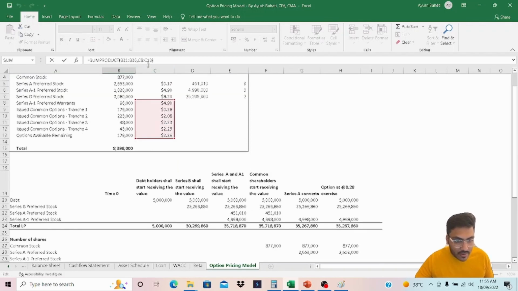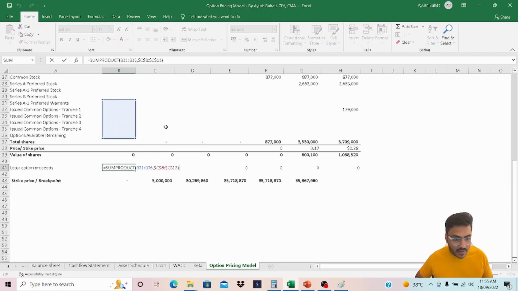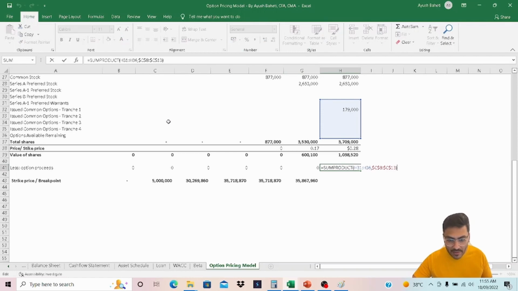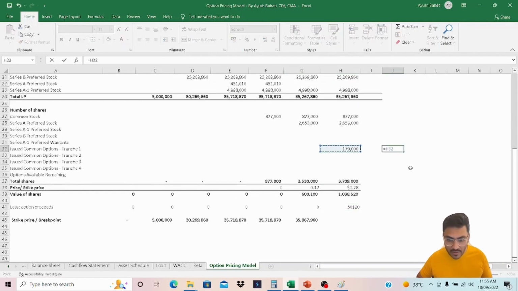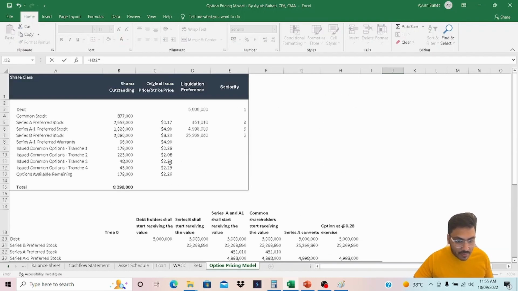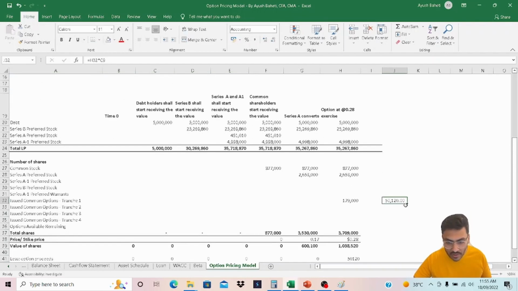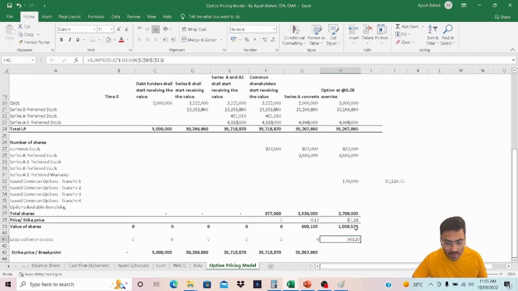So I'll freeze this. B8 to B13, I'll freeze. Okay, and I will drag all the way out. So this is the strike price. To calculate manually, all you need to do is multiply by the strike price, which is 0.28, and it's coming to around 5120. Okay, so this is matching, so I'll just delete this and format it.